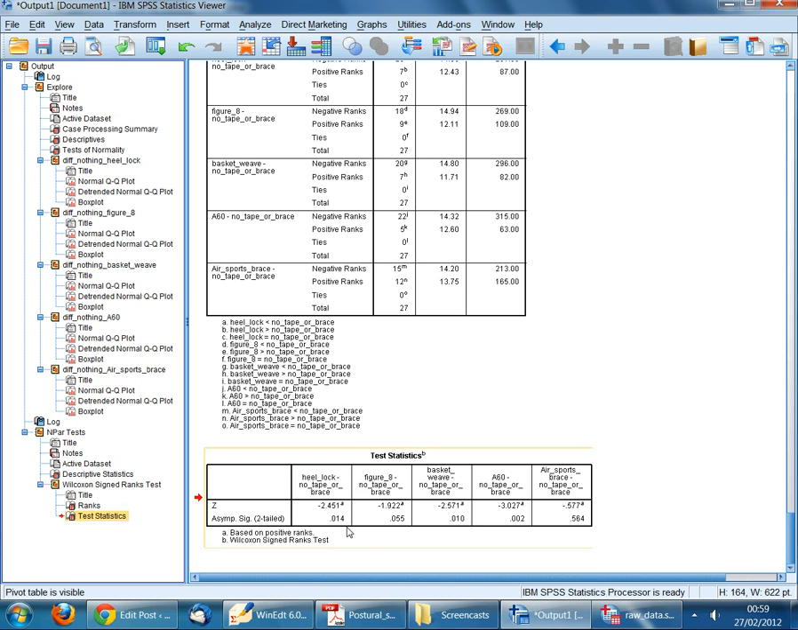So for heel lock, the difference that we see in postural sway is statistically significant because the p-value is smaller than 0.05. For figure of 8, it is not statistically significant, but you are allowed to call this result marginally statistically significant because it's quite close to the cutoff. There's no general agreement when it is okay to call a result marginally statistically significant, but in general you won't have problems as long as the value is below or equal to 0.07.